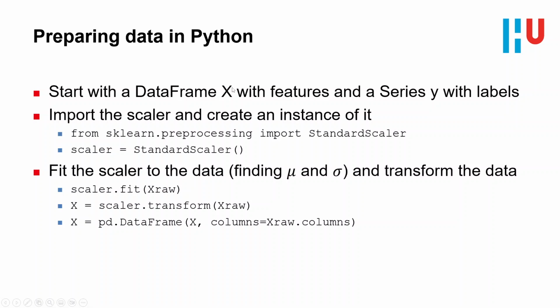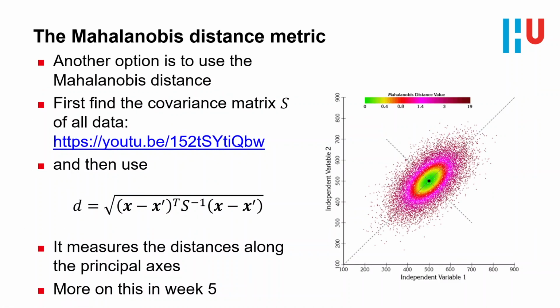I said X, but it's actually X raw. And then we transform that data using the scaler, which was fitted with this action. And then we get new scaled data, and that data we can use. Here we can visualize it a little bit. Another way to do this a little bit differently, the distance metric and the scaling, is using Mahalanobis, but I'm going to skip it for now. We'll have a look at it later on in the course.